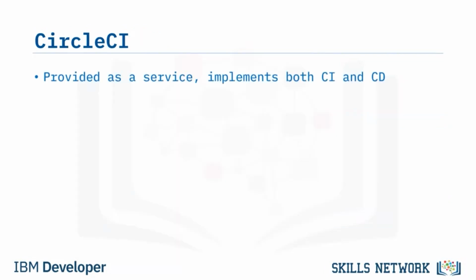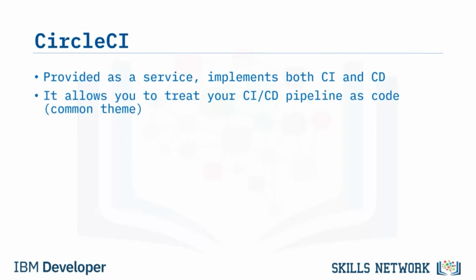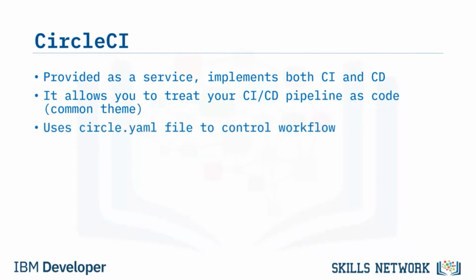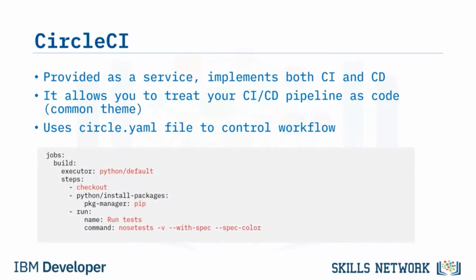CircleCI is provided as a service and implements both CI and CD. Because it's a service, you can't run this on your own server like you can with Jenkins, and it's not open source. It enables developers to treat their CI/CD pipelines as code, which is a common theme you'll see with all these tools. Similar to the Jenkins file with Jenkins, CircleCI uses a YAML file to specify the CI process, as seen in this short example that checks out the code, installs Python package dependencies, and runs some unit tests.